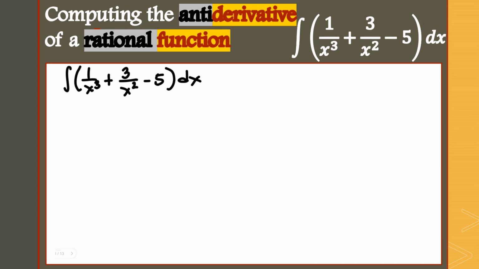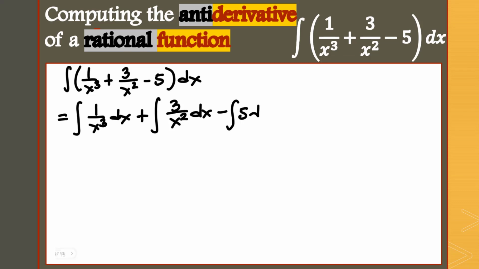Now, as mentioned, there are special cases for rational functions. That is when we have the exponent, because let's say if we're going to use here the sum and difference rule, you can separate them in this manner: the integral of 1 over x cubed dx, plus the integral of 3 over x squared dx, minus the integral of 5 dx.